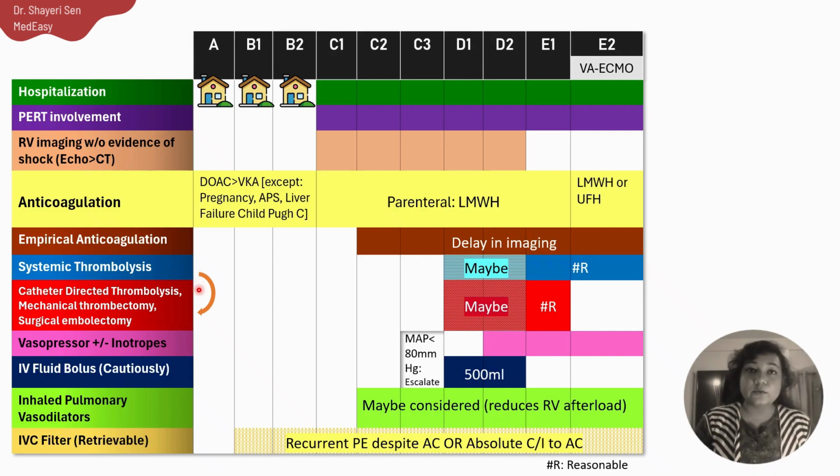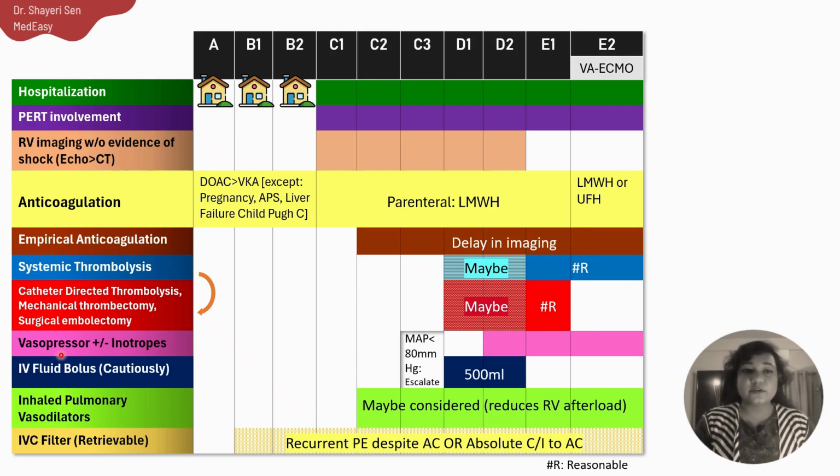However, to reduce the bleeding risk, we might prefer a catheter directed thrombolysis or a mechanical thrombectomy, and if there is a high risk of intracranial hemorrhage, we might prefer a surgical embolectomy, right? However, all these are in addition to anticoagulation.